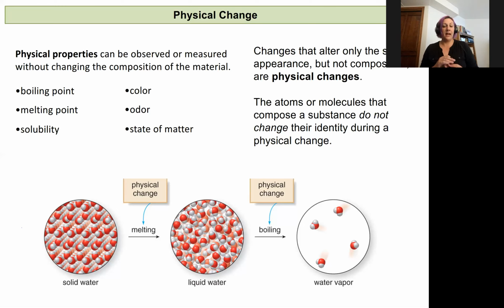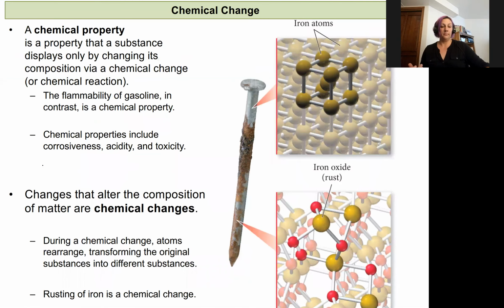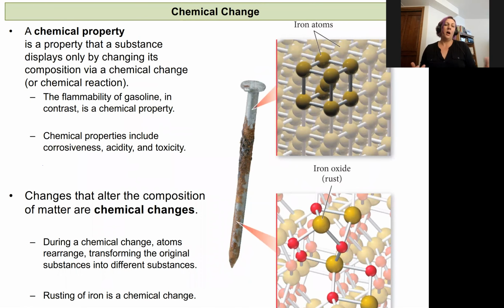So anytime that the identity of the substance actually changes, like how the atoms are bonded together and the order or the shape in that sense, then we would be talking about a chemical change. So chemical properties are properties that substances would display, and that demonstrates how their chemical composition changes. So this usually takes place over the course of a chemical reaction. So one example would be the flammability of gasoline.